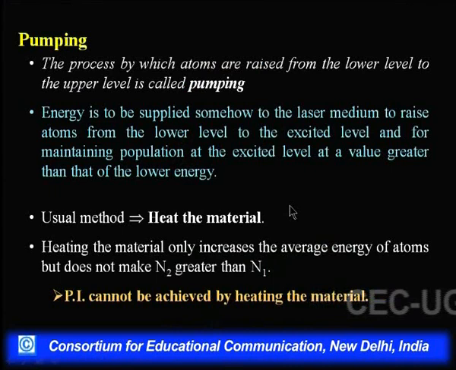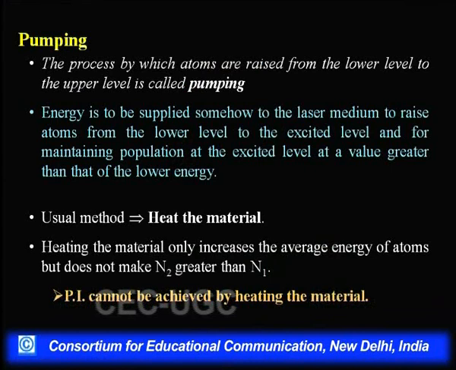Now, the process to get the absorption requires pumping. Pumping is required to jump the electron from the lower state to the higher state and to achieve the population inversion, so that we can do the stimulated emission and get the lasing action. Here we discuss some pumping processes. First, what is pumping? Pumping is the process by which atoms are raised from the lower level to the upper level. Energy has to be supplied somehow to the laser medium to raise atoms from the lower level to the excited level, and to maintain the population at the excited level at a value greater than that of the lower energy level. It means at the upper level we have more excited atoms.